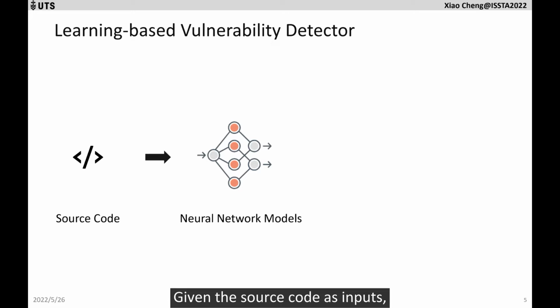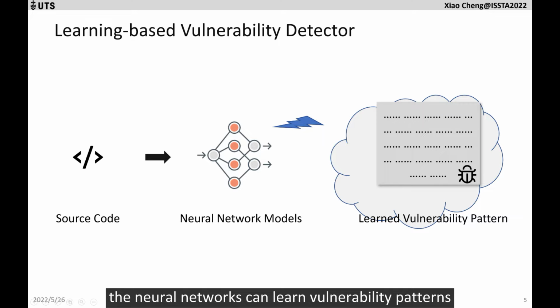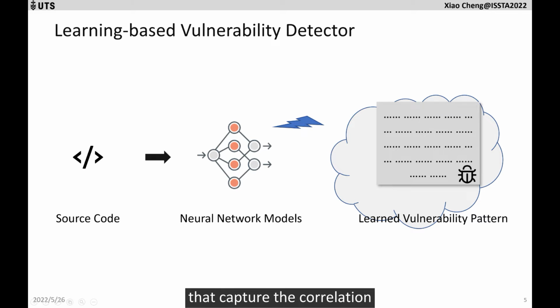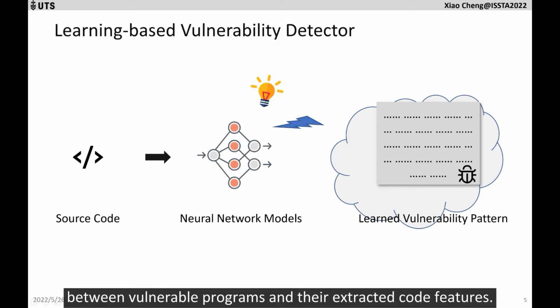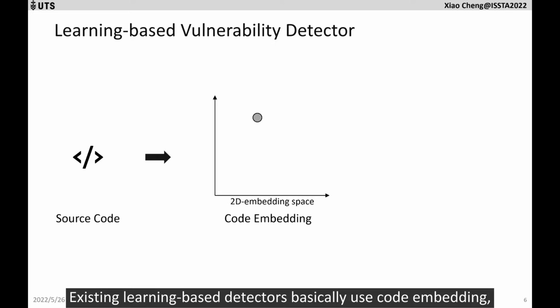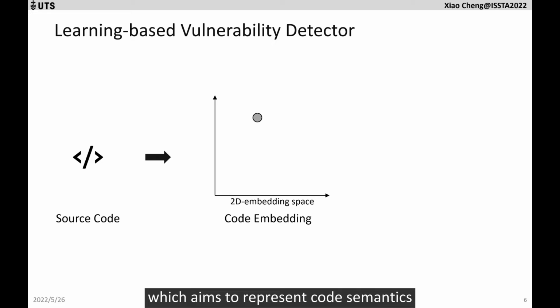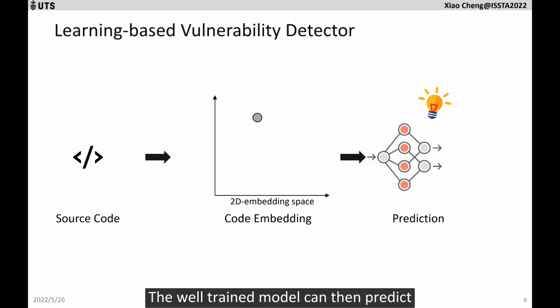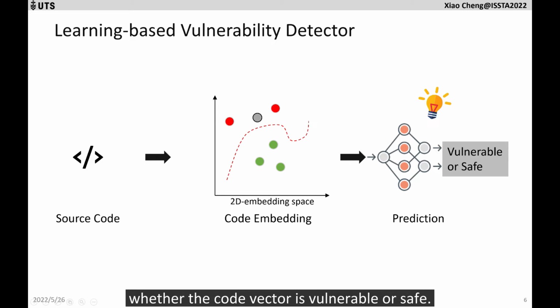The recent success of deep learning techniques has opened new opportunities to develop more intelligent detection systems. Given the source code as inputs, the neural networks can learn vulnerability patterns that capture the correlation between vulnerable programs and their extracted code features. Existing learning-based detectors basically use code embedding, which aims to represent code semantics through distributed vector representations of the input source code. The well-trained model can then predict whether the code vector is vulnerable or safe.